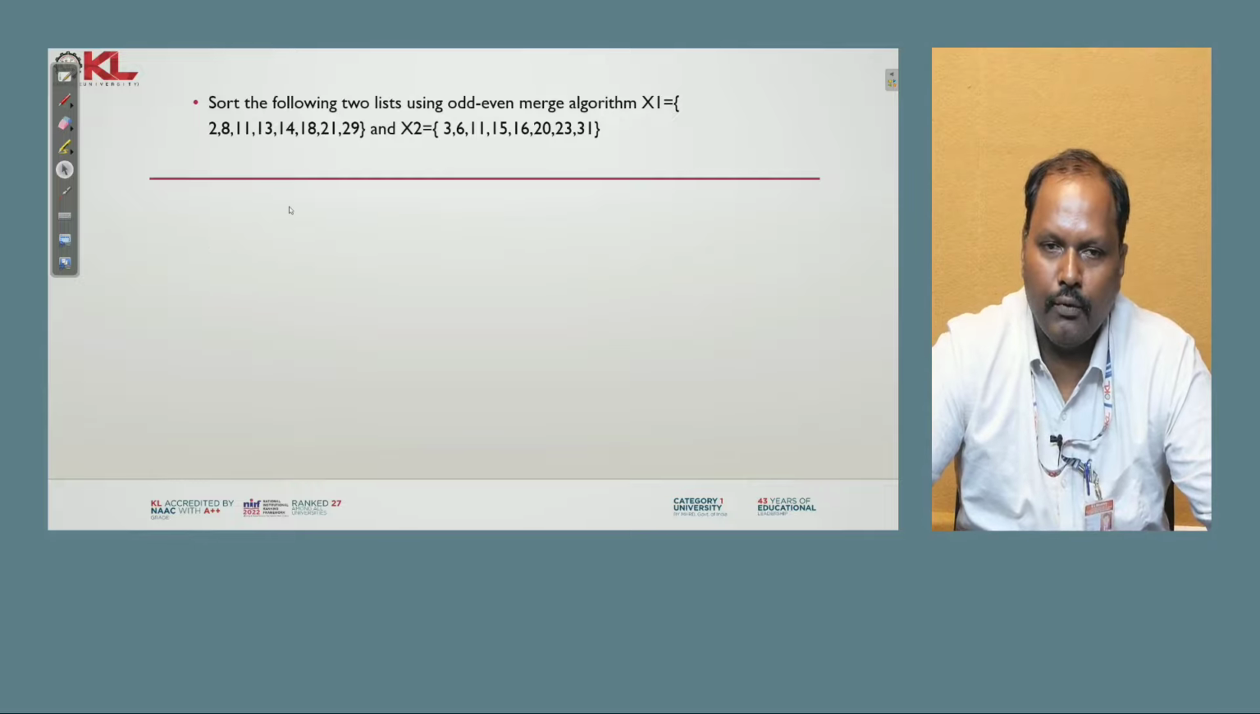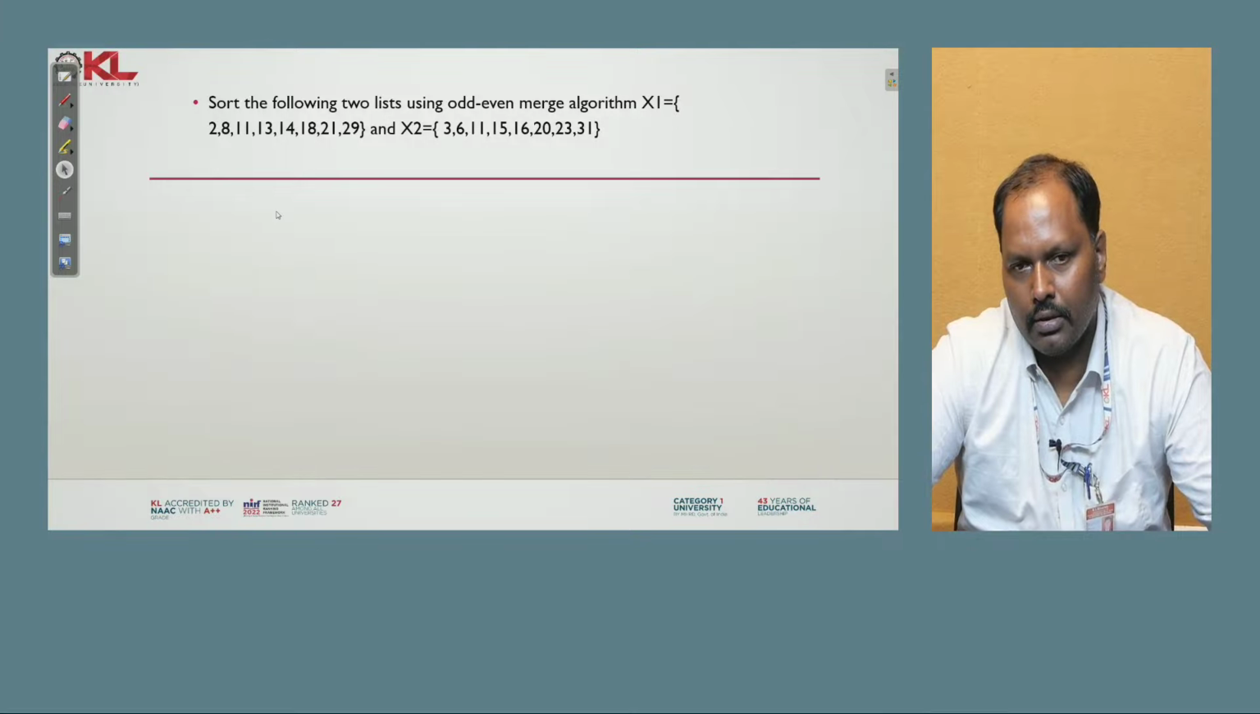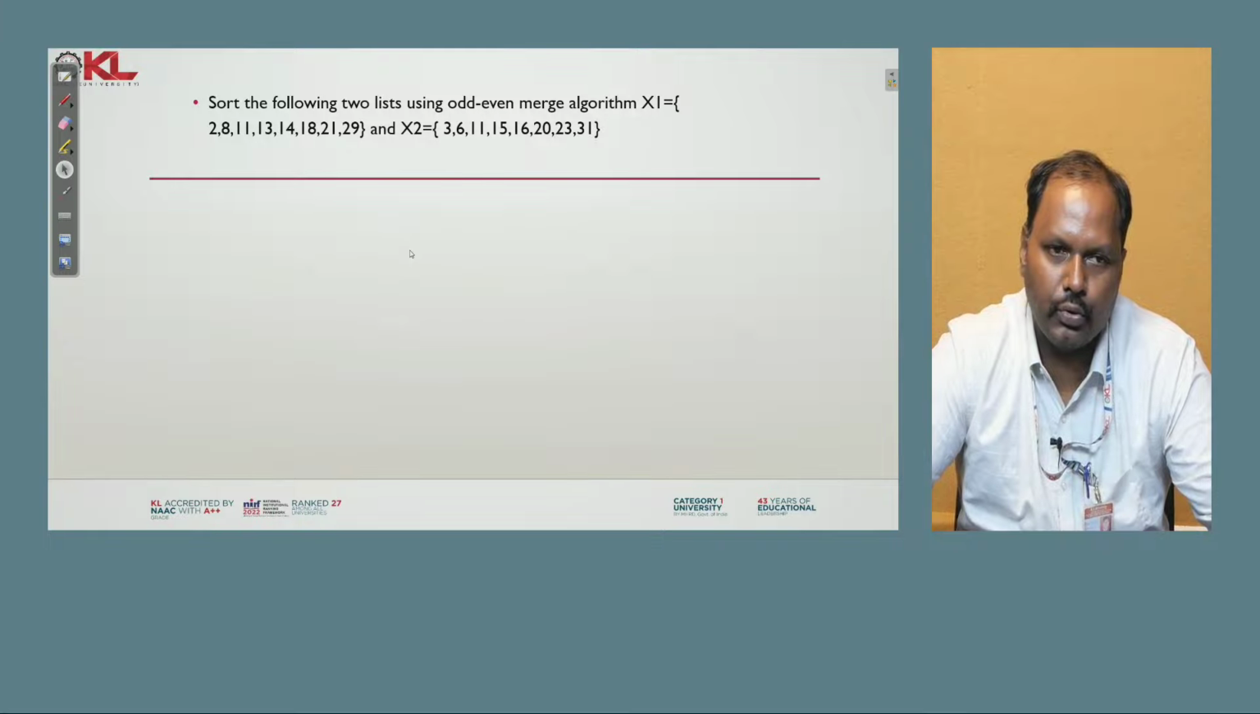This is one example that students can do in the exam, in the classroom itself. They have to complete it as an odd-even merge algorithm using x1 and x2. That is the exercise for the students only.